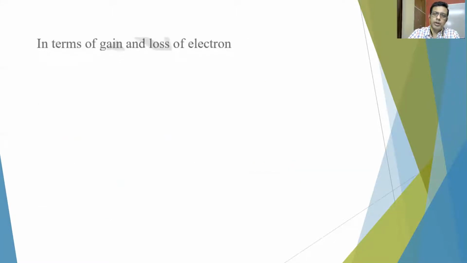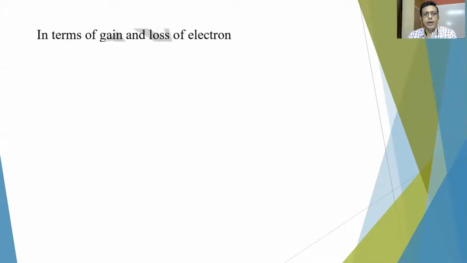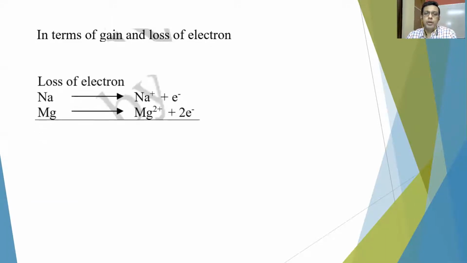Then oxidation and reduction can again be defined in terms of gain or loss of electrons. We know that during the formation of a cation, a metal loses an electron. Like in the first example, when sodium forms a Na+ ion, a cation, it loses one electron. So this loss of electron is called oxidation. When an atom loses an electron, this will be called oxidation. Similarly, in the second example, magnesium has lost 2 electrons to form Mg2+. So this can be called oxidation of magnesium. In the first case, sodium is oxidized; in the second case, magnesium is oxidized. So loss of electron can be called oxidation.